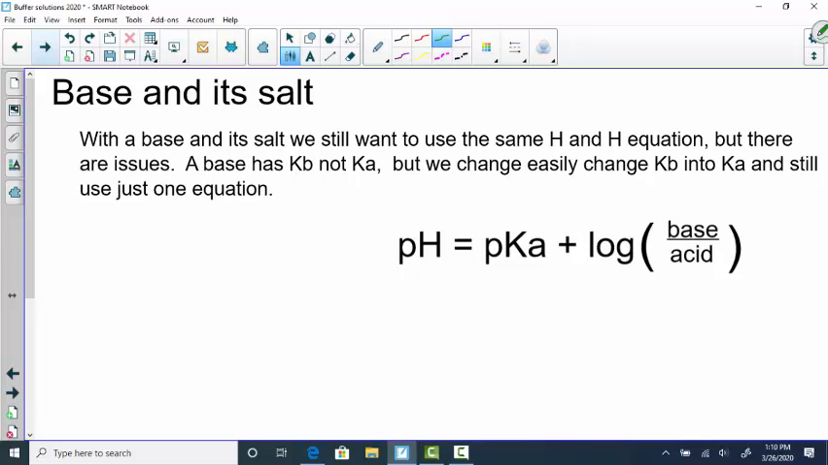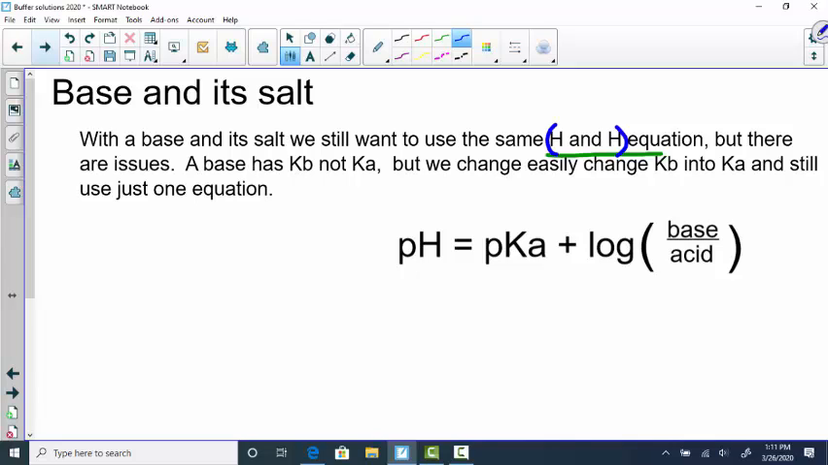I want to do one more where I talk about a base and its salt, because this is the second half of the worksheet, and for the last 2 problems on the assignment, you're going to want to refer back to this particular section of your notes. So a base and its salt, okay, we still want to use the same Henderson-Hasselbalch equation. I was too lazy to write out Henderson-Hasselbalch, so Henderson-Hasselbalch now becomes the H&H equation.